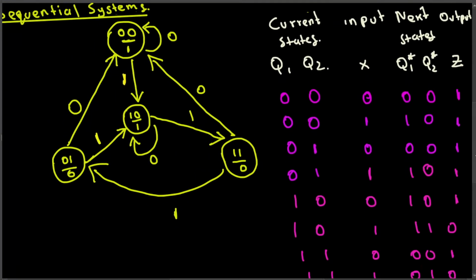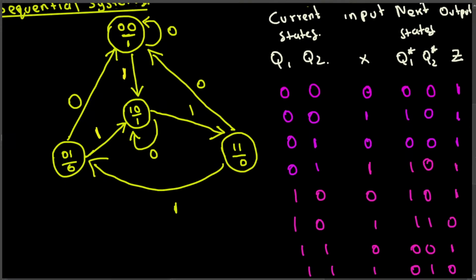Now what we have to do is use the JK flip-flop's truth table to combine with this one. Okay, I'm going to copy this whole thing and put it on the next page.